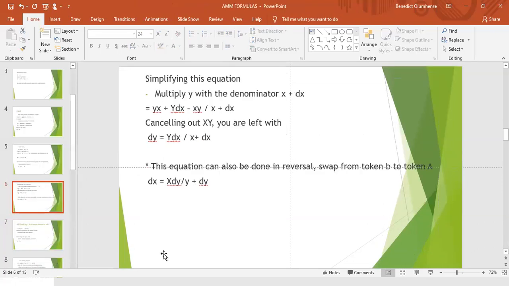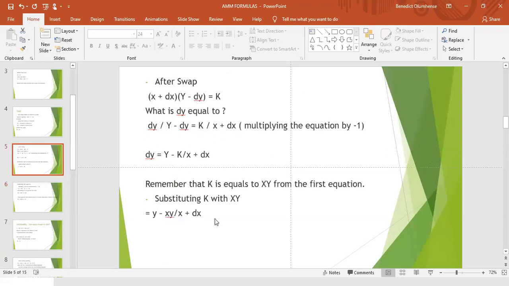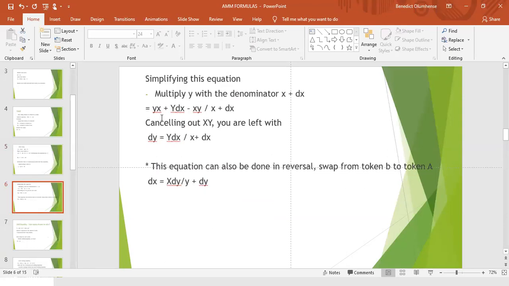So moving on. If we simplify this equation going forward, by multiplying y with the denominator x plus dx, we have yx plus y dx, minus xy divided by x plus dx. So yx and xy can be cancelled out, and then you're left with dy, right? dy equals y dx, because we're looking for dy. So y dx divided by x plus dx, right?